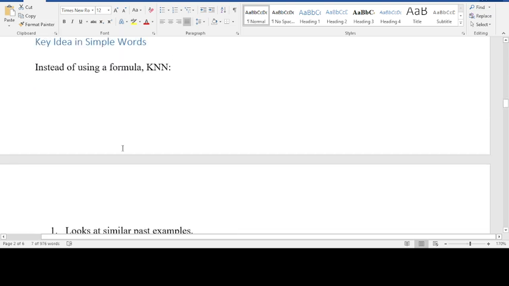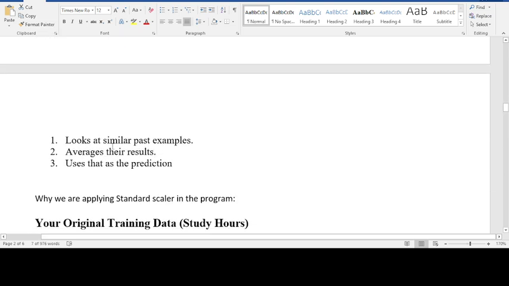In this there are 3 steps: look at similar past examples, and average the values. Finally, I am getting the answer. This is called KNN regression. Next, we'll see the practicals on the KNN regression algorithm. The KNN classifier is different compared to the KNN regression.